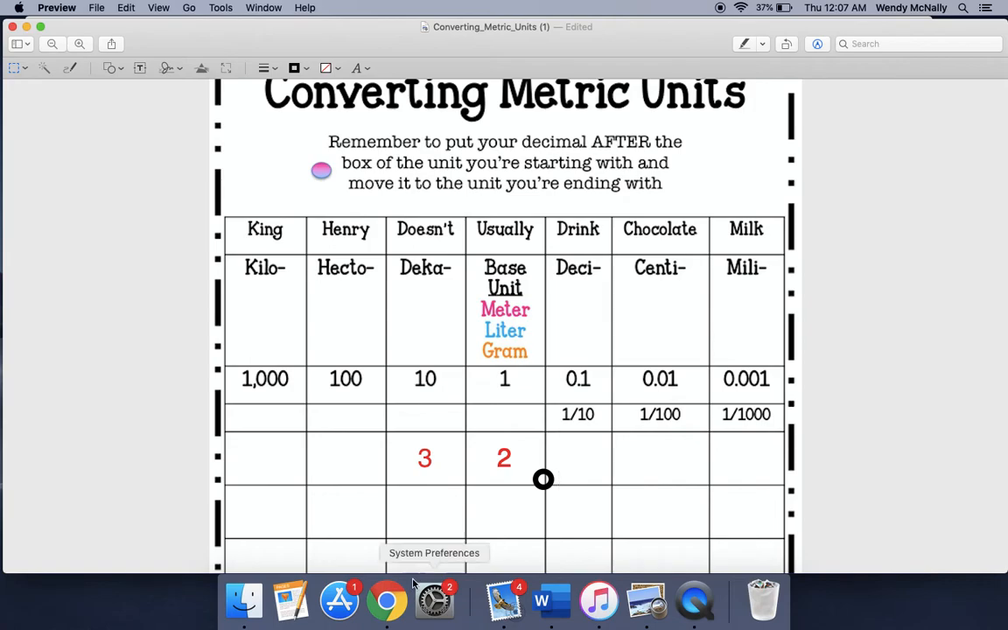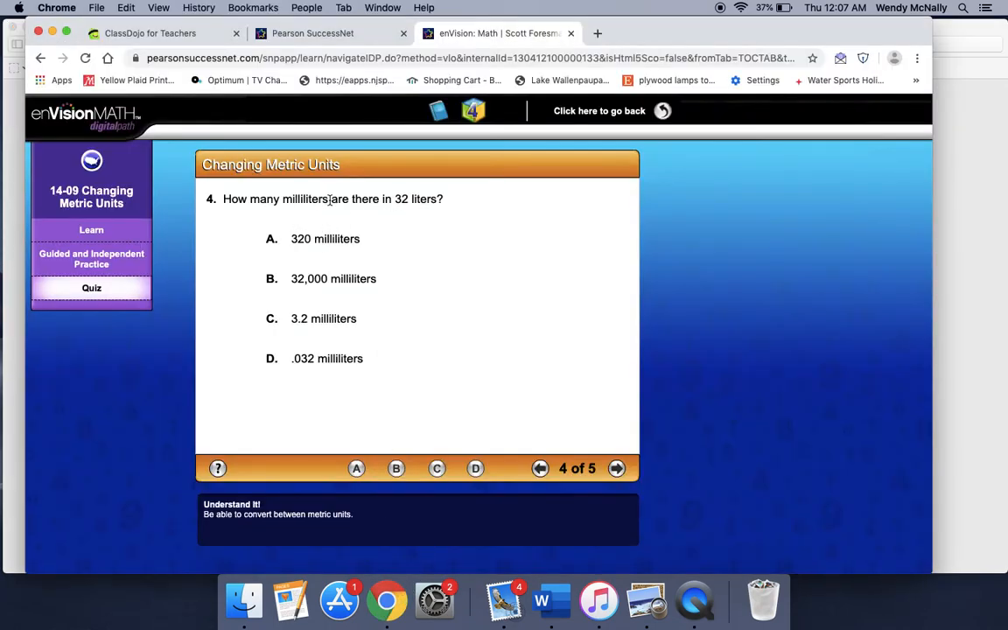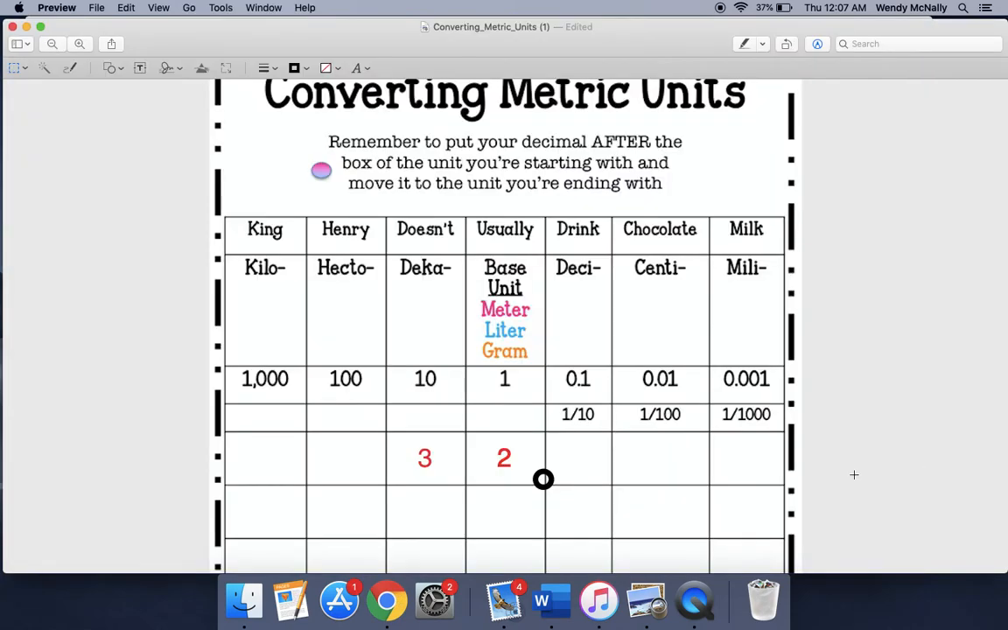Now what I want to convert that to is it says how many milliliters are there. So I want to change liters to milliliters. So let me see how I would do that. If I want to go from liters to milliliters, I have to take my decimal and move it to the end of milliliters. Now, I'm not moving my numbers. My numbers are staying in the same spot. So what do I do with these three empty columns? What did we do in the beginning? We had to fill them in with zeros.